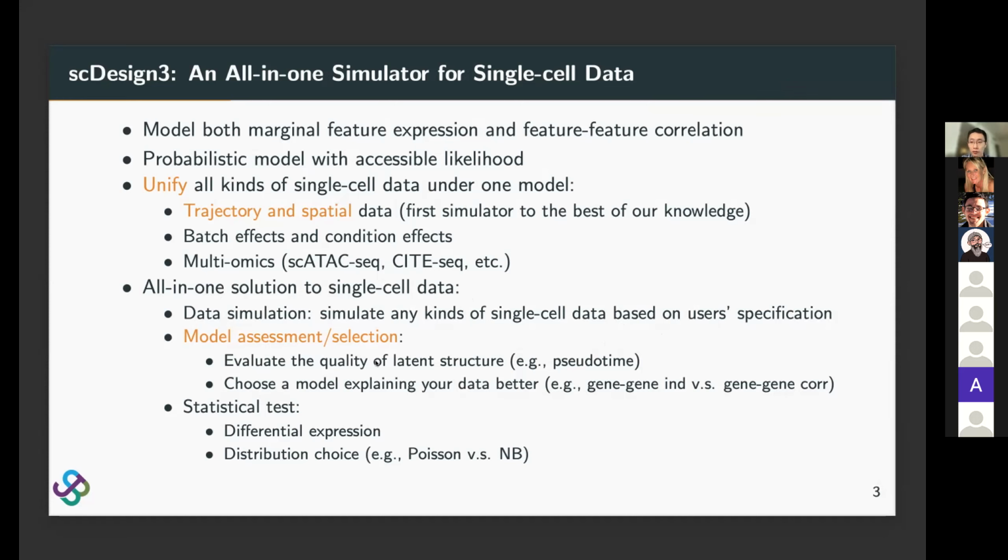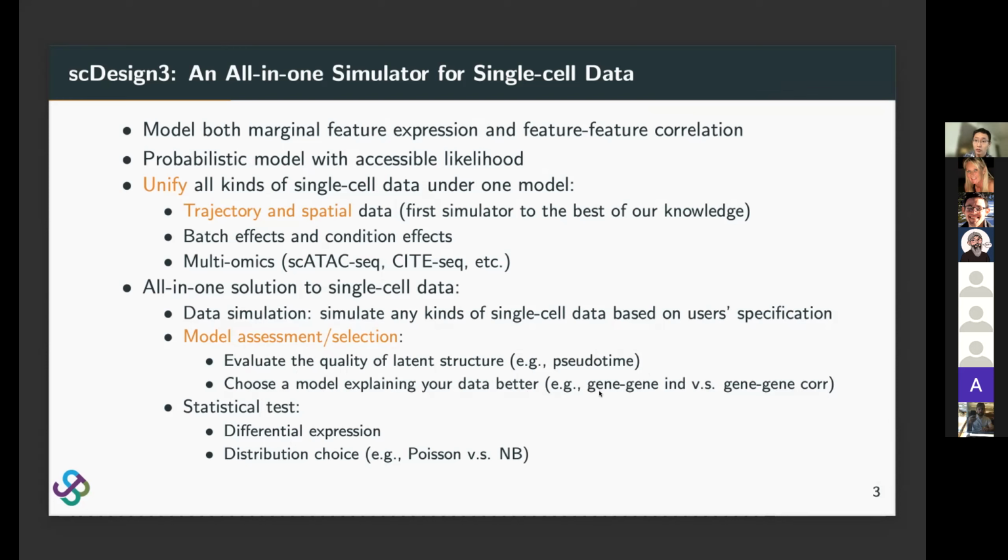So if your covariate is not observed but inferred from your data, for example, pseudotime or cell type by clustering, you probably want to know the quality of your inferred pseudotime. For example, does it describe my data well enough? So here we can use the SEDANS3 to evaluate the quality of your latent structure. For example, you have pseudotimes from different pseudotime inference software, and you can use SEDANS3 to compare them and to choose the best one. And you can also use it to choose a model explaining your data better.